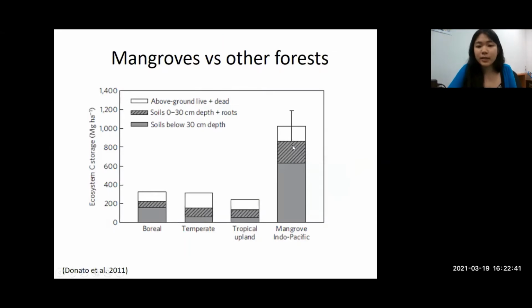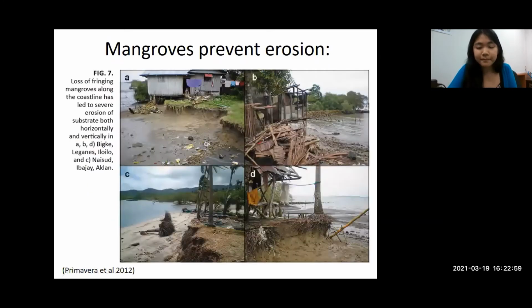And here you can see in this graph, mangroves are really amazing at capturing carbon and fighting climate change. If you look at these rates, both above ground, but mostly below ground, their production and storage of carbon is much greater than any other typical forests.